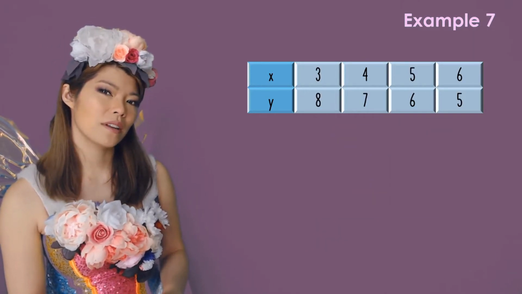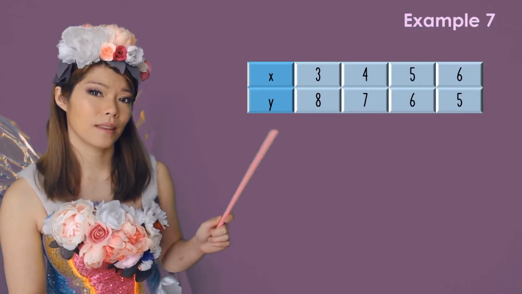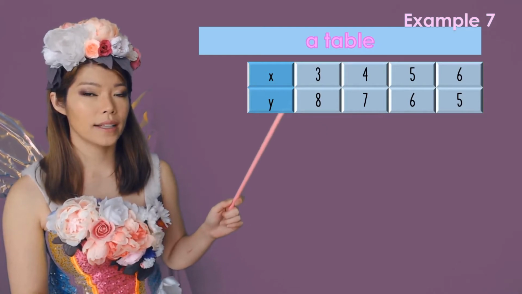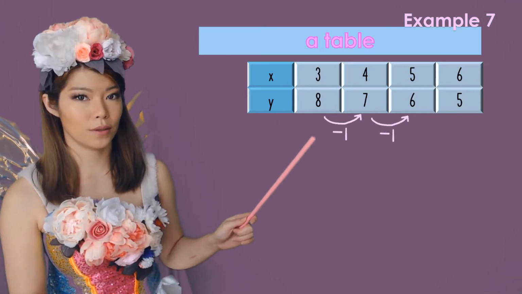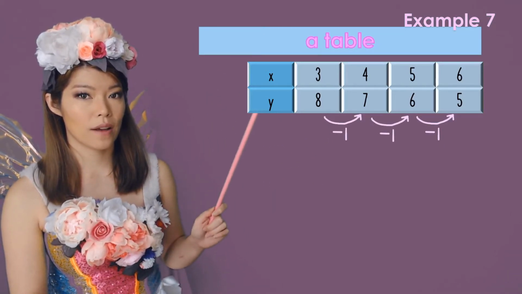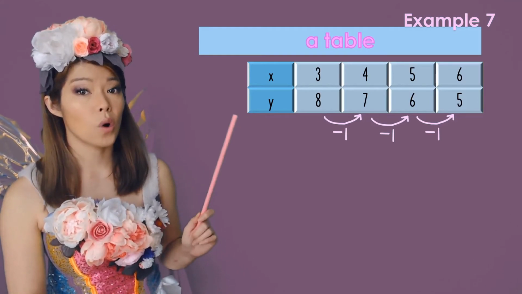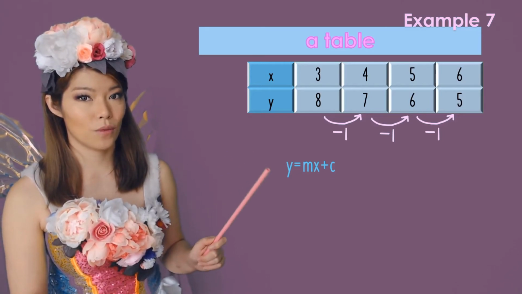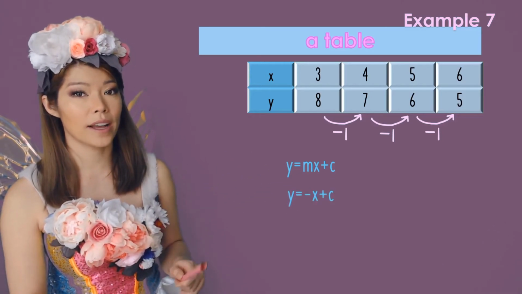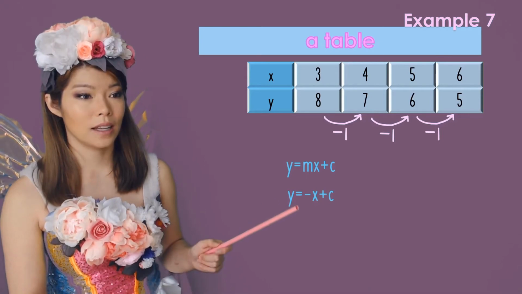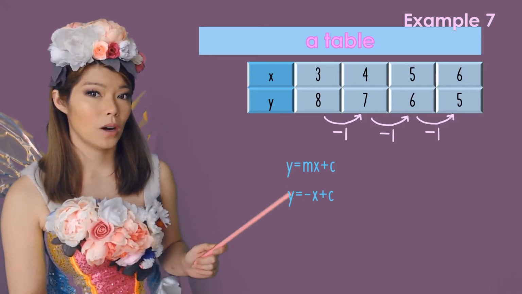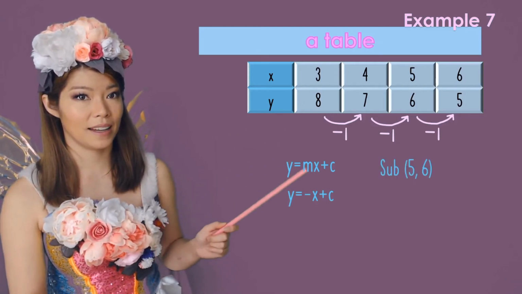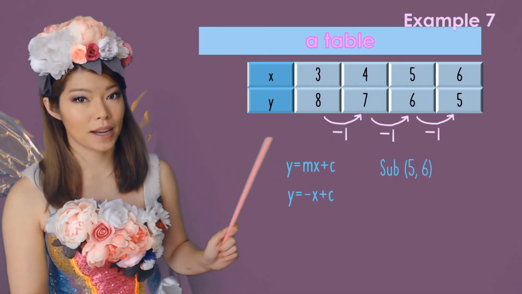What happens when you're given a table without the y-intercept? Let's try this. So x is going up by 1, but y is going down by 1 every single time. So from x to y, we have to multiply by -1. Or in other words, the gradient is -1. So y equals -1 times x plus c, or in other words, y equals -x plus c. So now we have to find c. We can use the substitution method, and there's heaps of numbers, so we can pick any.